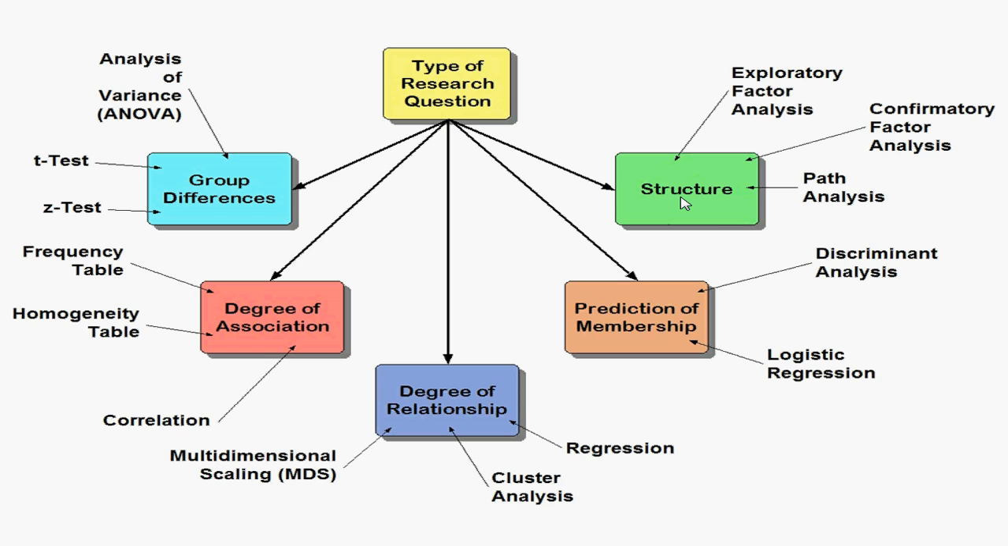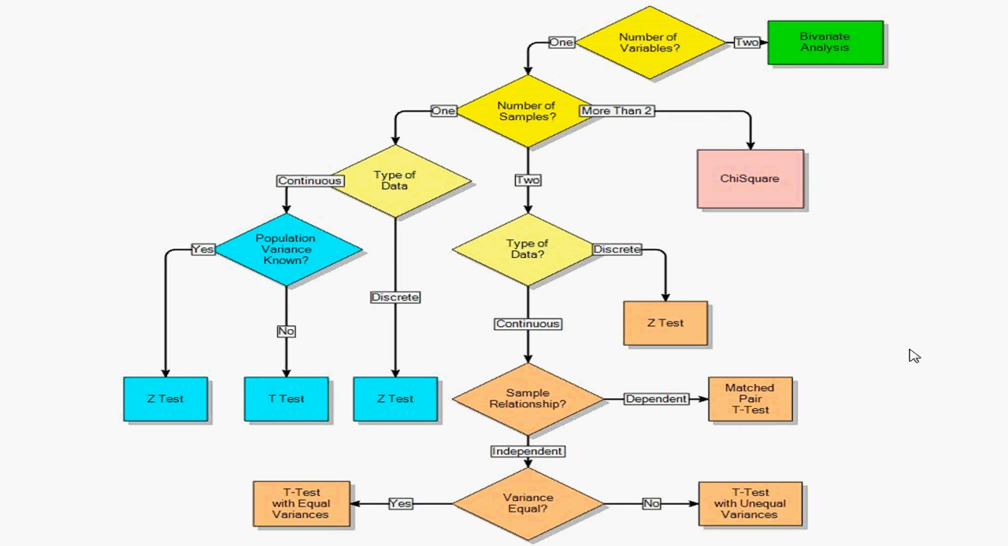Last but not least, and probably the most complex, are what we call tests for structures, trying to see the underlying configuration, mathematically speaking, of variables. And so whether we have exploratory factor analysis or confirmatory factor analysis, path analysis, all of these are far more complex. Now, how do we go about choosing a particular test?